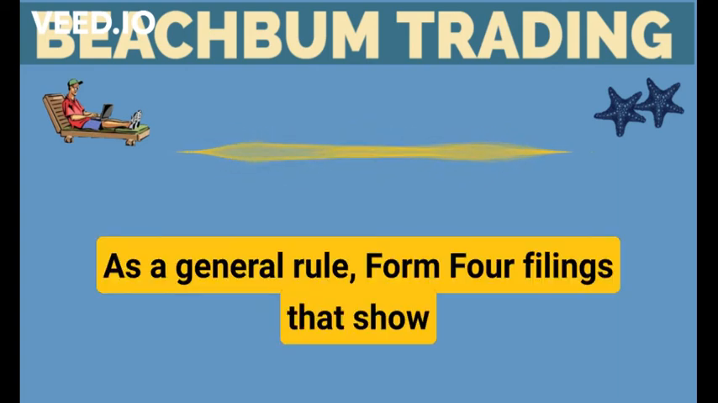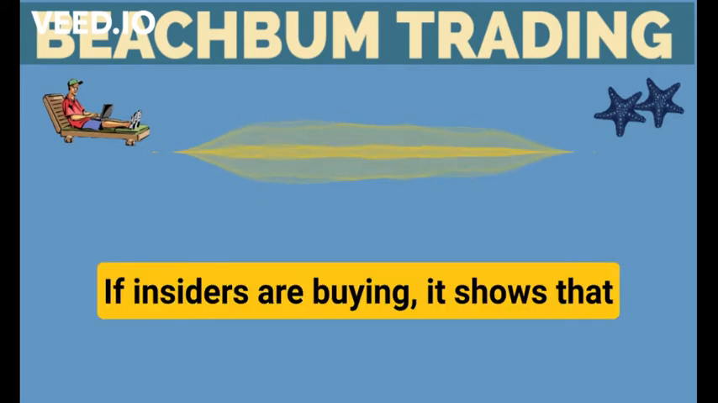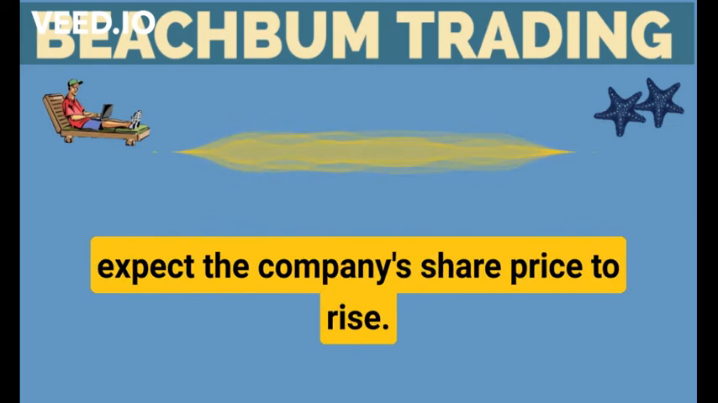As a general rule, Form 4 filings that show substantial insider buying activity are a bullish signal. If insiders are buying, it shows that they are confident about the future and expect the company's share price to rise.